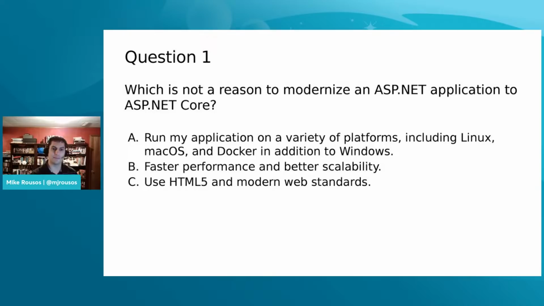Faster performance and better scalability. This is also a reason to modernize, which we talked about. ASP.NET Core has the potential for really high performance, world-class performance, and it does scale well because of its small size and its ability to spin up and down quickly. So the one we want to pick here is HTML5 and modern web standards. That is obviously something you're going to have with ASP.NET Core, but ASP.NET applications also adhere to modern web standards, can use HTML5 and so on. So if we go on to the next slide, that is the answer here.